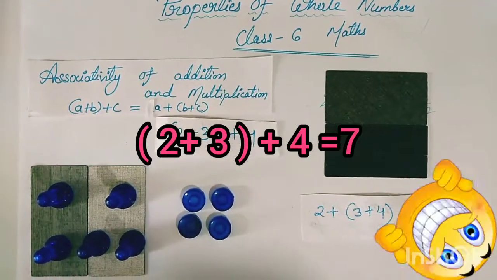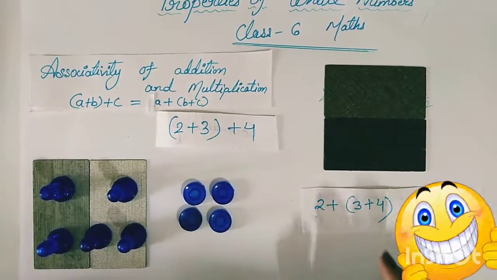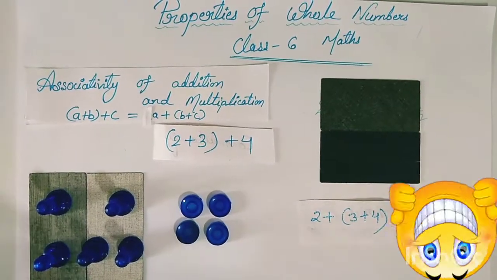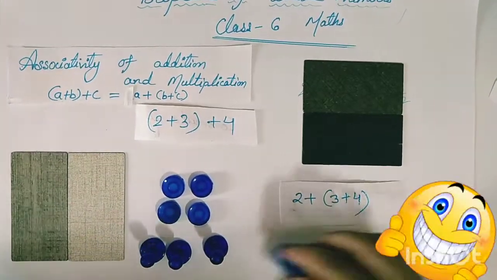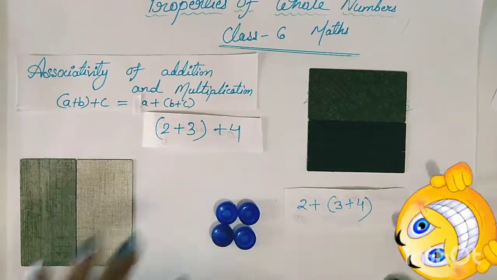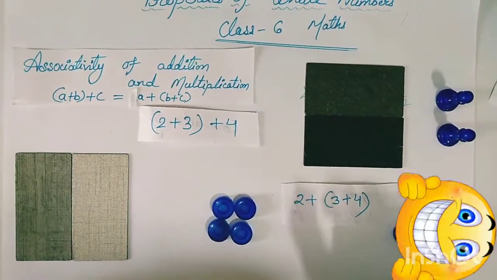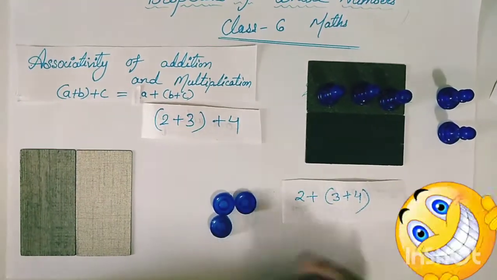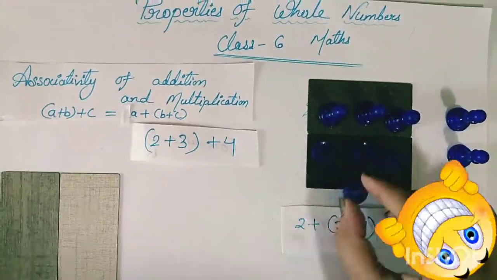Now I am changing the order. 2 plus 3 plus 4. In the box we have to give 3 and 4. So I am taking again here 2 blue buttons, 3 blue buttons and 4 blue buttons. Now put 2 separately, and 3 is in the box. I am putting 4 here, 1 2 3 and 4.